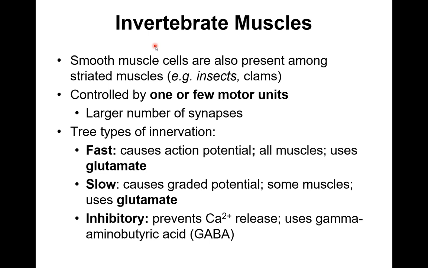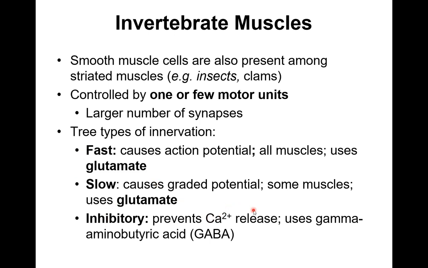In vertebrates, as we talked about earlier on, you have several motor units. In invertebrates, they're usually controlled by one or very, very few, two or three motor units. So either they fire as a whole or they don't fire. There is not much modulation there. The other difference is in the way they are activated. They're activated using different types of neurotransmitters. Usually they use glutamate in most of them, and this again causes an action potential or a graded potential. In that case, you would talk about a fast or a slow type of innervation.